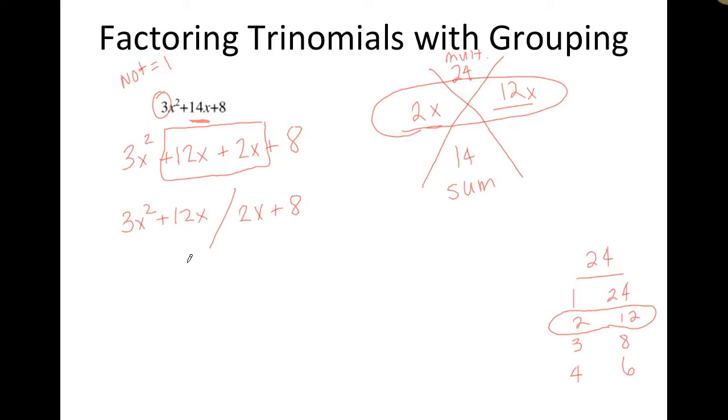At this point, I want to factor out the greatest common factor. These first 2 terms both have a 3 and an x in common. If I were to factor out the greatest common factor, I would be left with an x and a 4. Some people show their work on the side by saying 3x squared divided by 3x is equal to x. 12x divided by 3x is equal to 4.